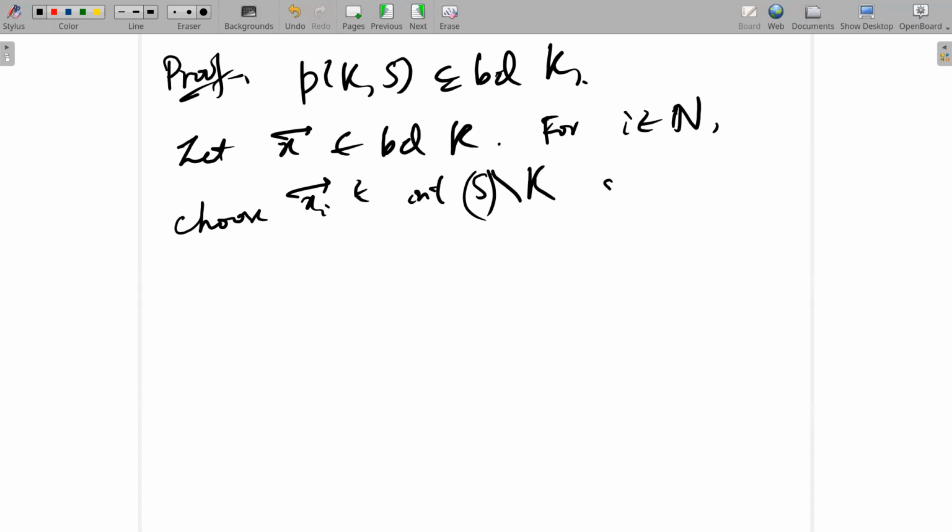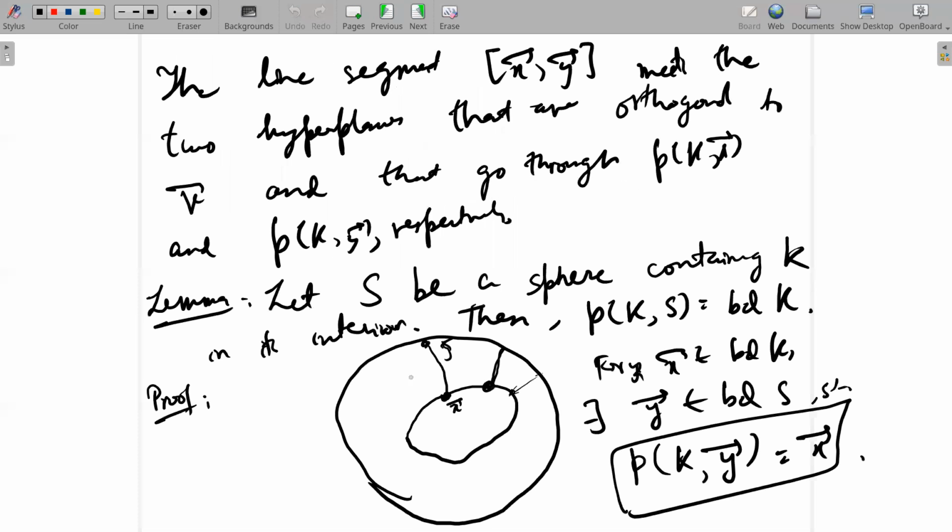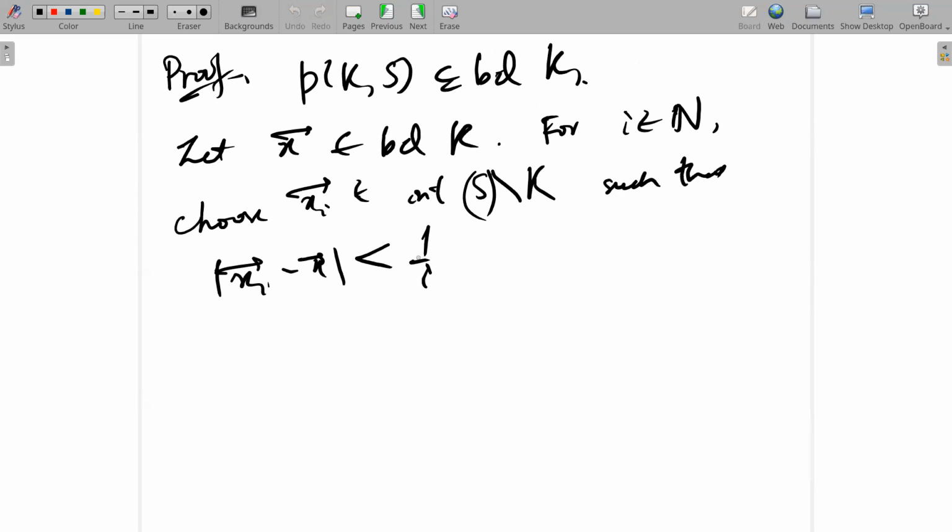So you choose this such that the distance between x_i and x is less than 1 over i. So effectively you choose somewhere in this annulus type of region a point which is very close to x. So |x_i minus x| is less than 1 over i. So as P_K, this metric projection or the nearest point map, is contracting.